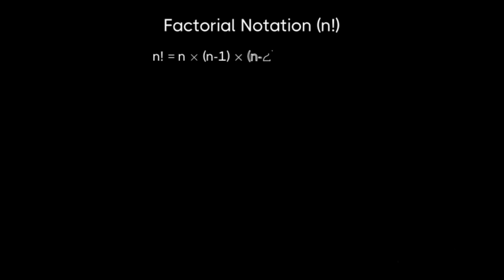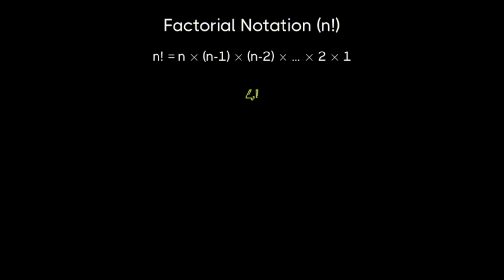Welcome to our exploration of factorial notation, which is represented by the symbol n followed by an exclamation mark. This powerful mathematical shorthand helps us calculate certain types of problems efficiently. The factorial of a positive integer n is defined as the product of all positive integers less than or equal to n. So n factorial equals n multiplied by n minus 1, multiplied by n minus 2, and so on, all the way down to 1.